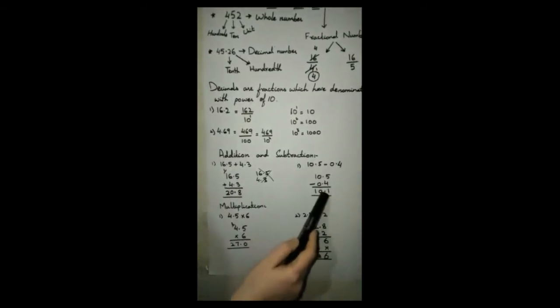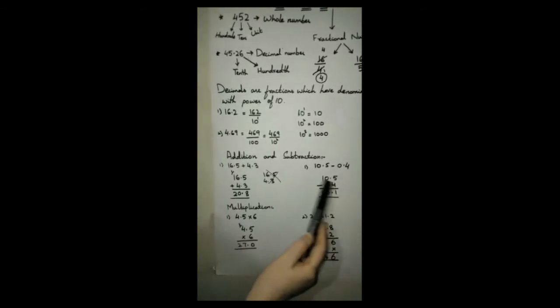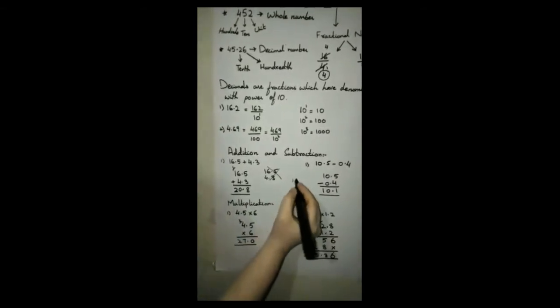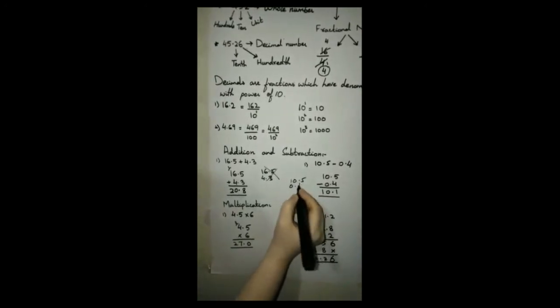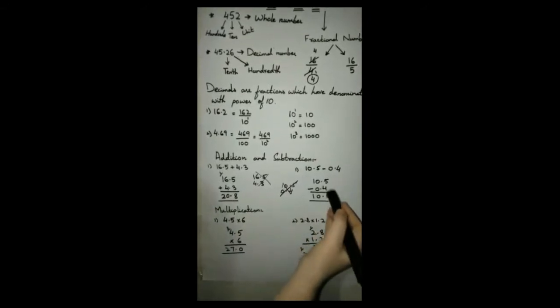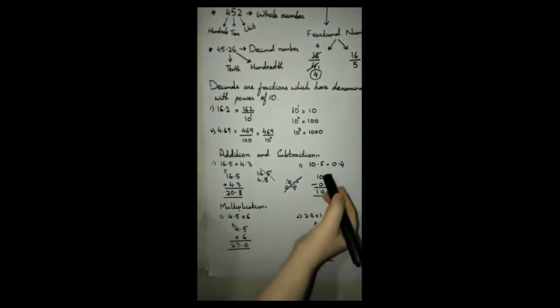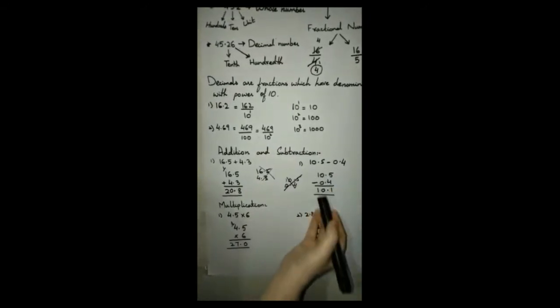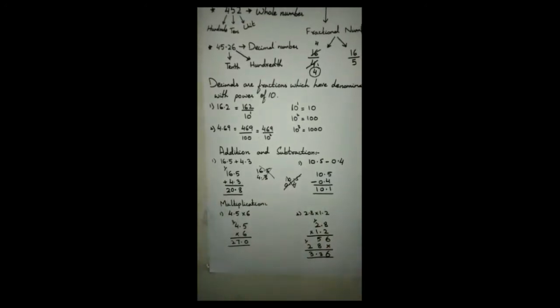10.5 minus 0.4. The same method we will apply in subtraction. 10.5, 0.4. I will not write these numbers like this. 5 minus 4, 1. Decimal point is decimal point. 0 minus 0 is 0. 1 is 1. Now we come to multiplication.